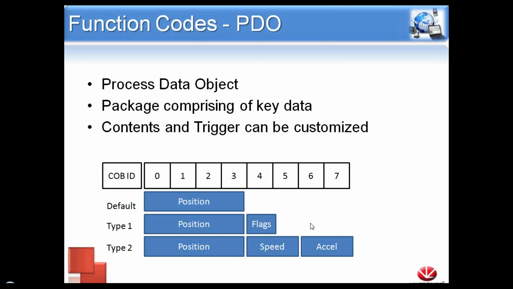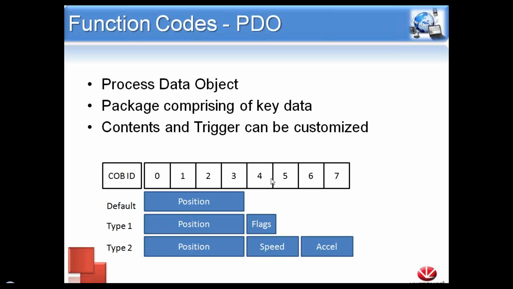So in PDO1 here, there's actually 3 different ways I can configure the shaft encoder. The default PDO configuration is just to send me the position. So here's the layout of the message. Of course, I always start with the COB ID, and then I get 8 bytes. With the default PDO, the first 4 bytes of that message is going to be the position.